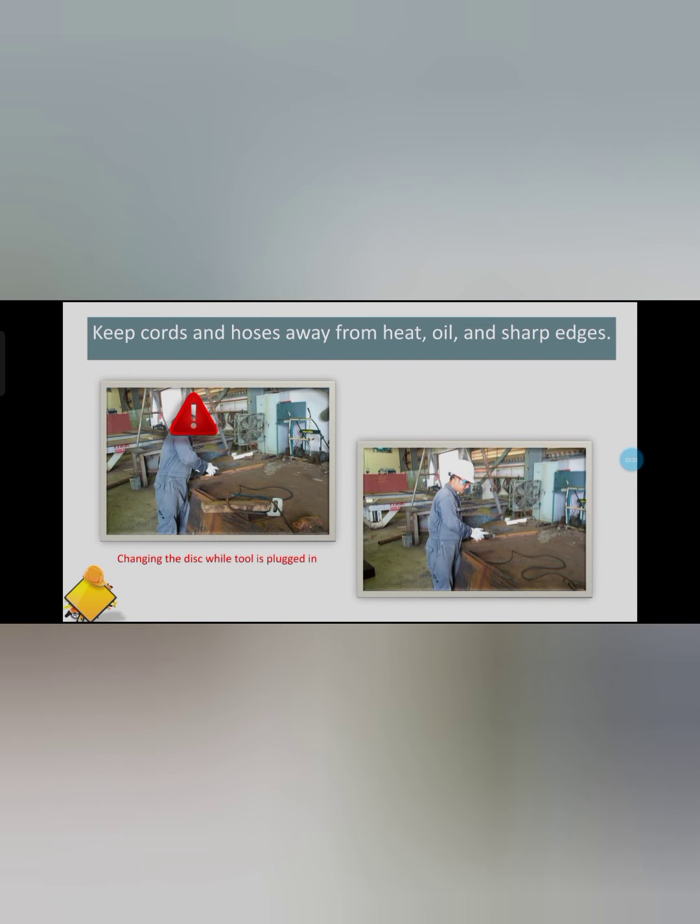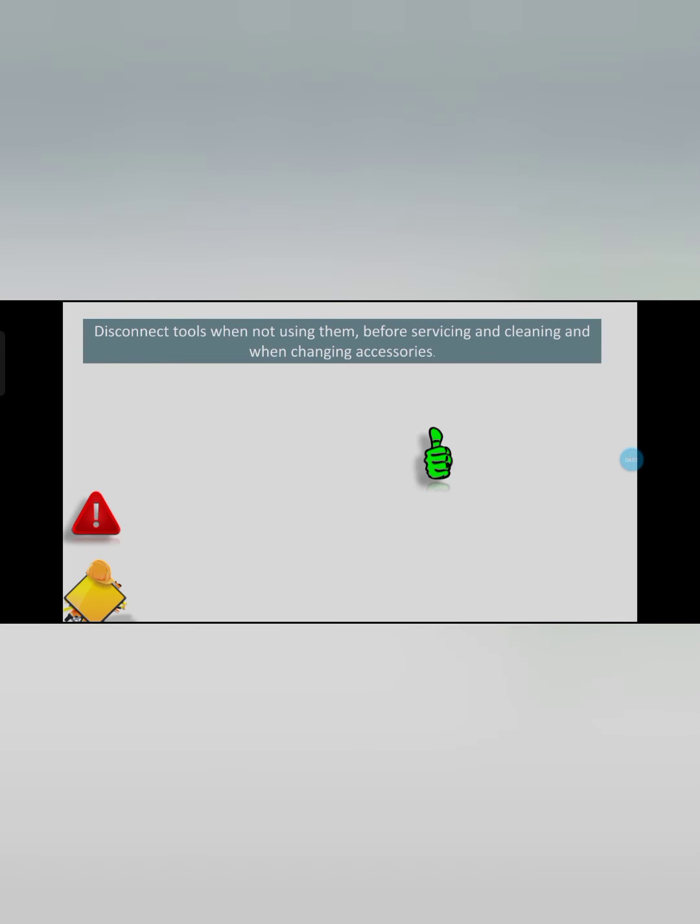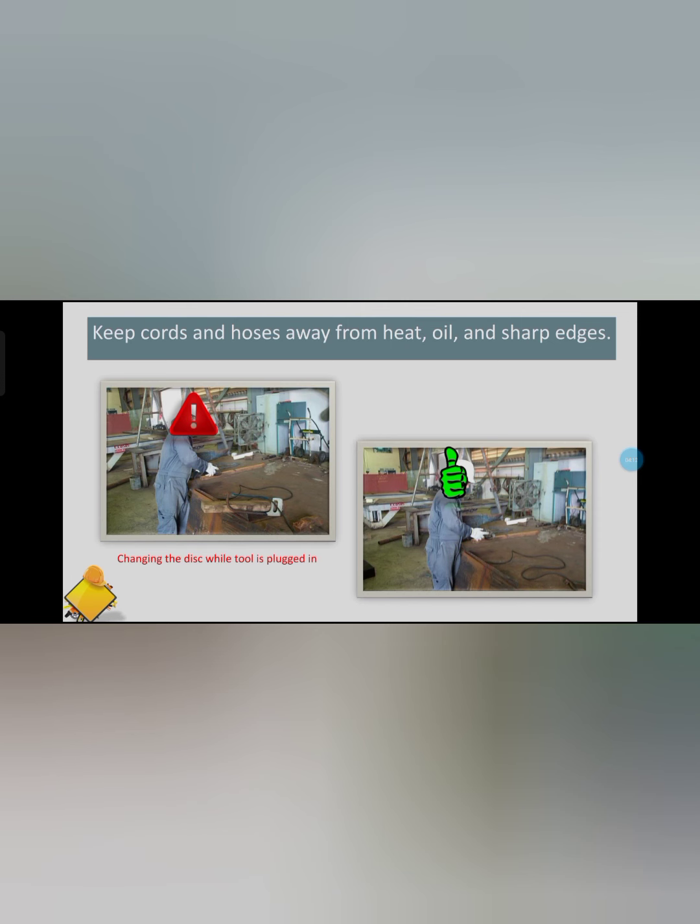Next, keep cords and hoses away from heat, oil, and sharp edges. Why should you keep them away from heat, oil, and sharp edges? There's a possibility that the protection, the insulation of your wire, will be damaged, and that is a danger of electrical shock. So what should you do? Keep it away.